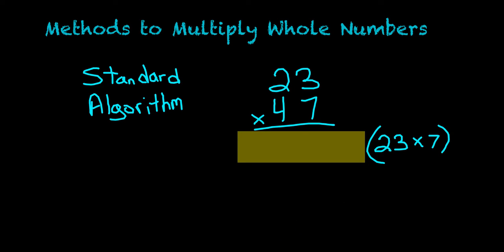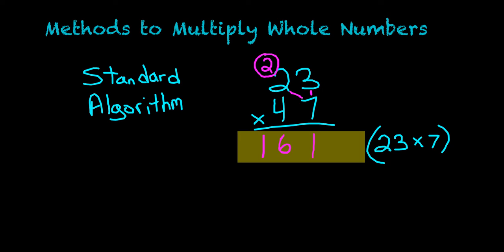The way we would go about doing this is I'm going to look at 7 times 3 first, and that's going to give me a product of 21. Now, I have to regroup because 21 has a 2 in the tens place and the 1 in the ones place. So I'm going to regroup the 2 up here, and the 1 is going to go right there in the ones place. The next thing I'm going to do is multiply the 7 times the 2, which is 14, and then I add in my regroup, which is 16, and I'll write 16 right there. So that's my first product, representing 23 times 7.